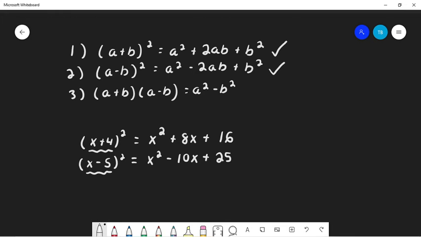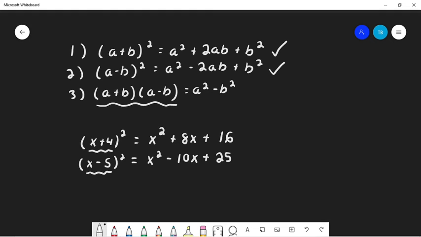Okay, let's take a look at number 3 now. So this one's a little bit different from the first two. We're not squaring a binomial. What we're doing here instead is we are multiplying two binomials together, where the only difference between the two is that the sign in the middle of the binomials is different. So in one it's positive, in one it's negative.